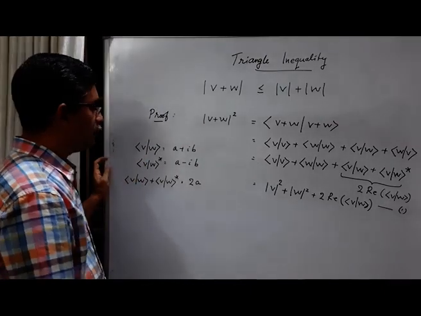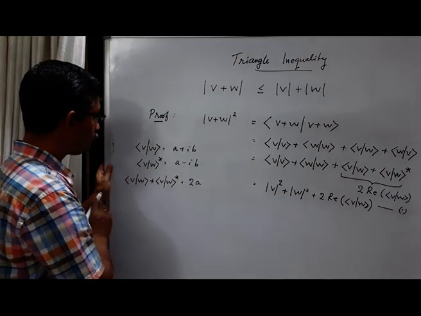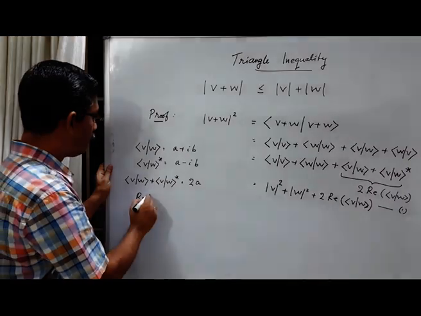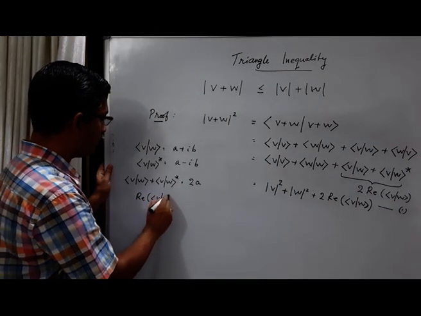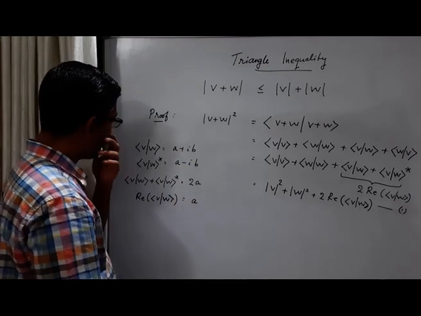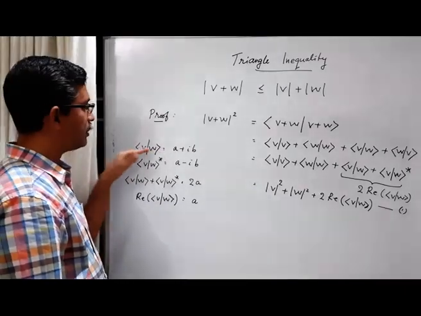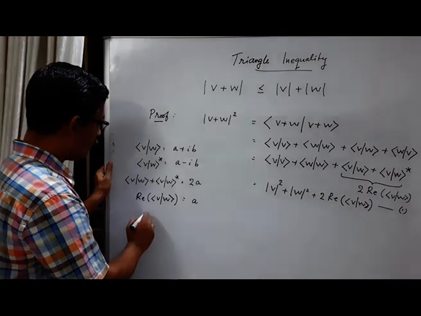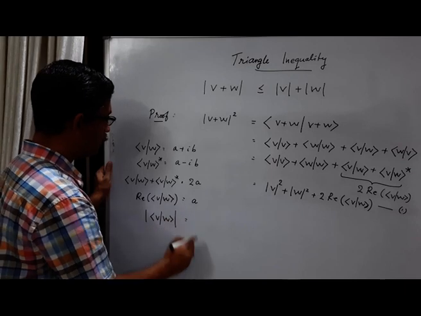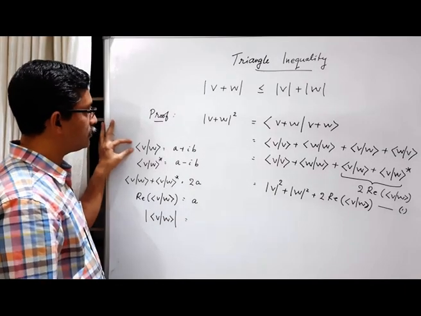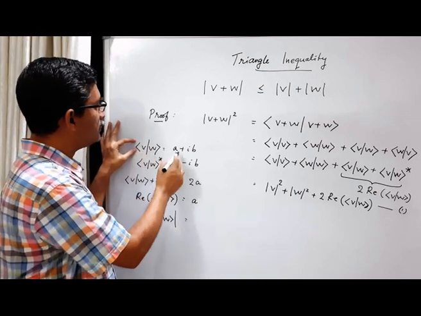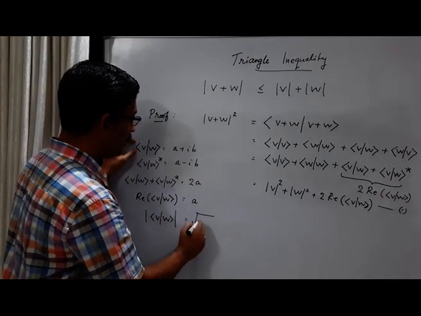Now let us see. Coming back to this equation, the real part of the inner product of v with w, according to this example, is a. Let us see what is the norm of this inner product of v with w. What is the norm of this complex scalar? If this complex scalar is a plus ib, its norm is the square root of a square plus b square.